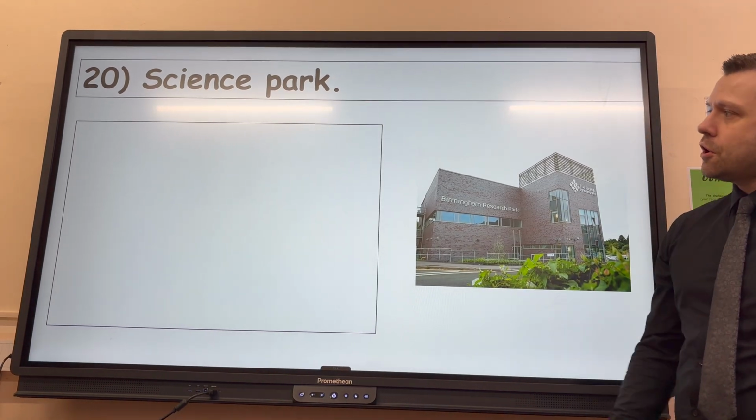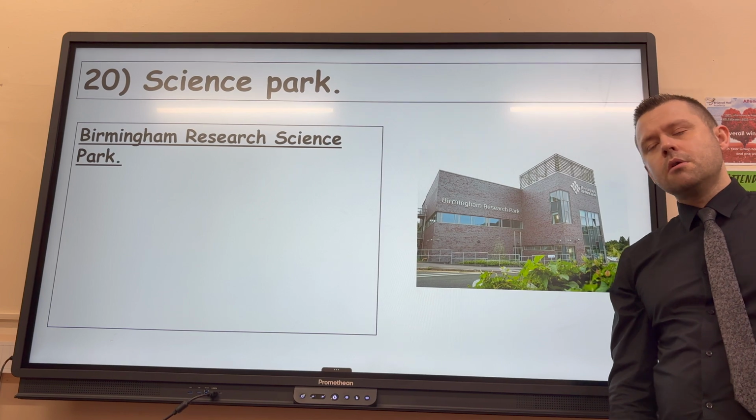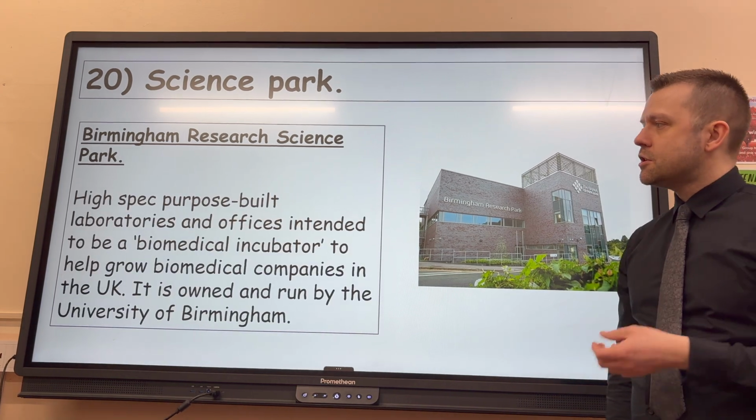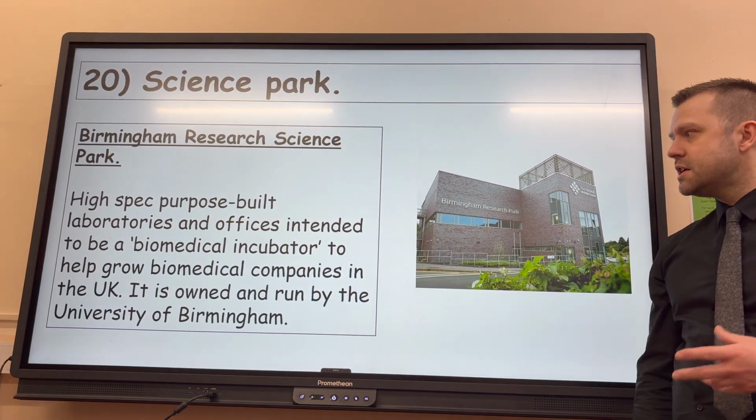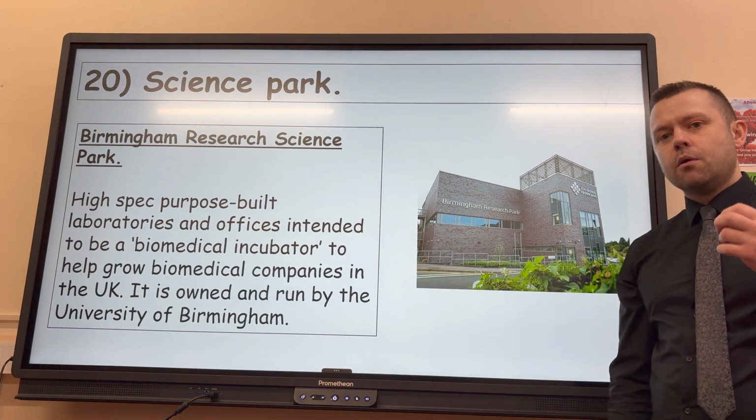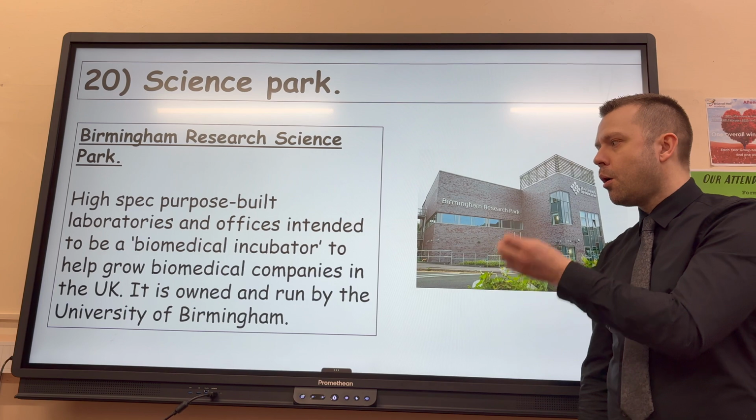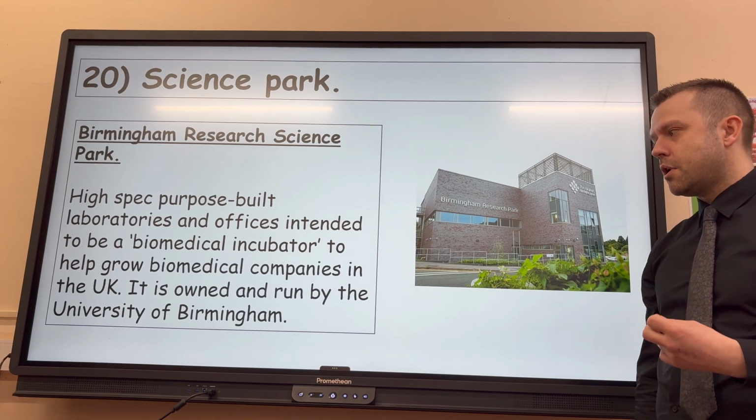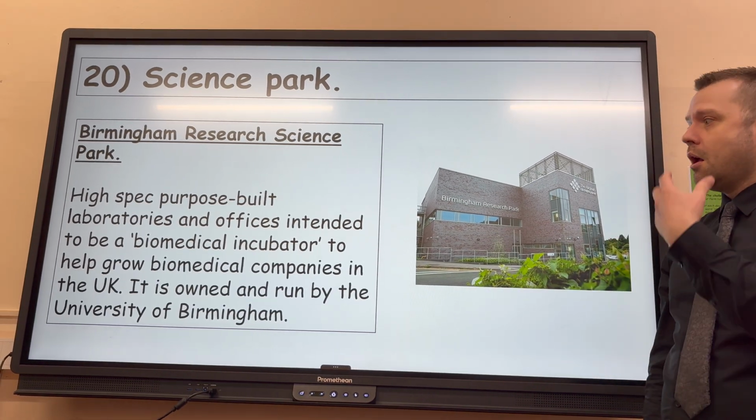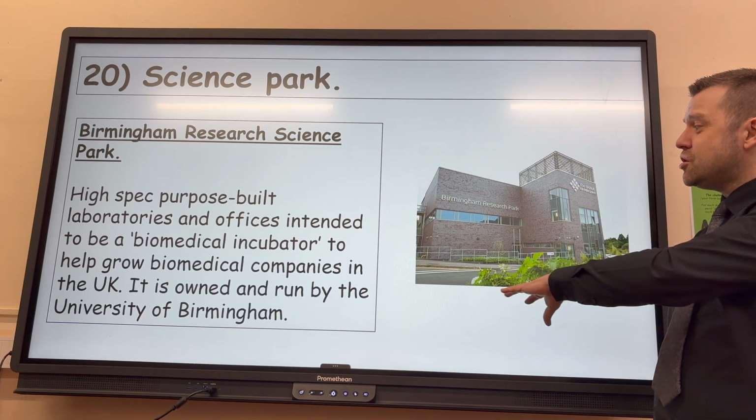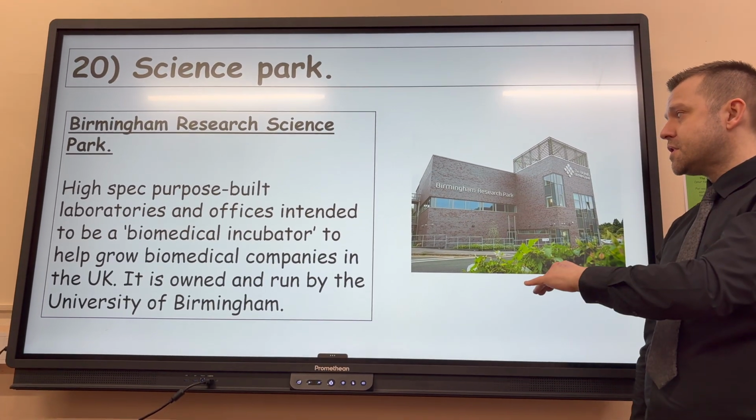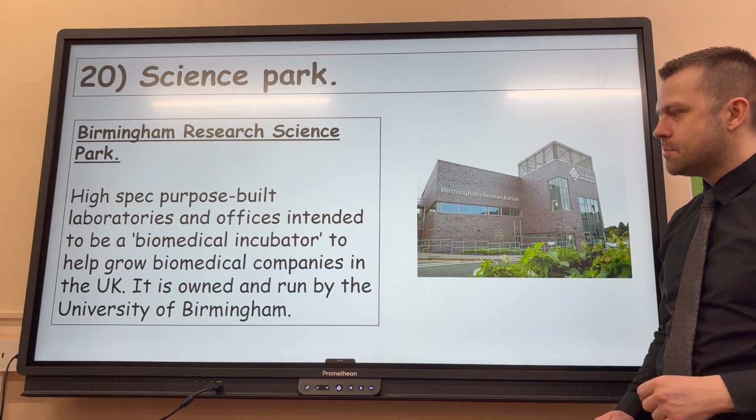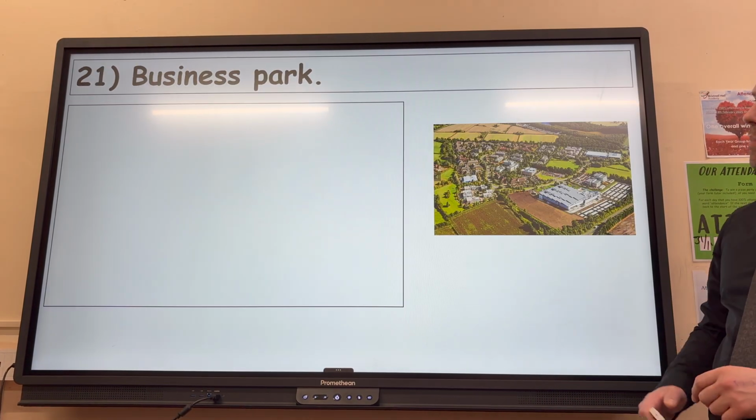Number 20, Science Park. So we can use the Birmingham Research Science Park. Here is a picture of another modern industrial development. Now it's got high-spec purpose-built laboratories and offices, and they're intended to be a biomedical incubator, and this is to help grow biomedical companies in the UK. This is quaternary sector industry, okay, which the UK is aiming to grow its footprint in. In addition, this helps to reduce the north-south divide, because Birmingham typically is in a deprived area of the north of the UK, even though it's in the West Midlands. It's also owned and run by the University of Birmingham.